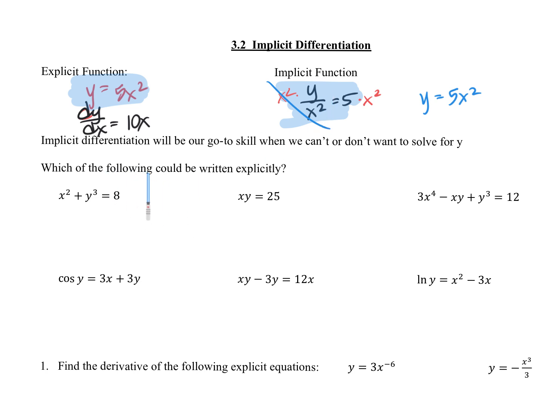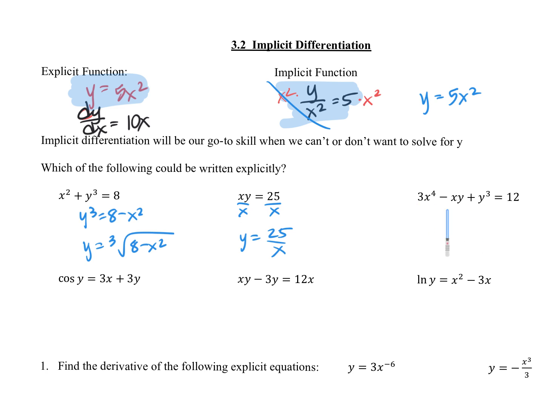So my first thing said, which of the following could be written explicitly? Which of them could be written as just y equals? Could we get my y by itself here? Yeah. We could subtract x squared and then cube root both sides, right? Could we get y by itself here? I could divide by x, and you guys don't even have to write this down. I'm just saying, we could get y by itself. On this one, we could get y by itself. So these could be all written explicitly.